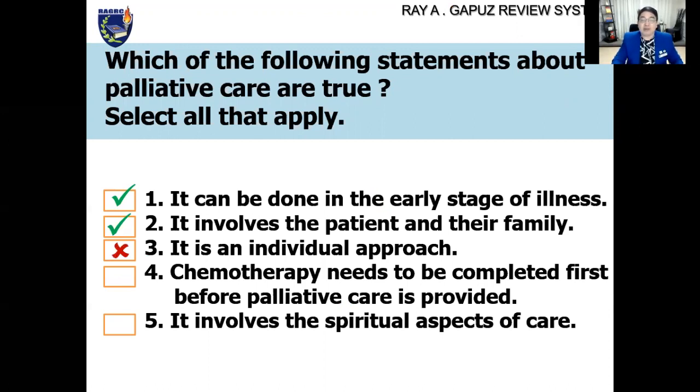Number 4, chemotherapy needs to be completed first before palliative care is provided. What did we say a while back? That palliative care could be done in conjunction with other interventions that prolong life, like chemotherapy and radiation therapy. So we put an X for this. And last but not the least, it involves the spiritual aspects of care. Yes, we put a check, okay?